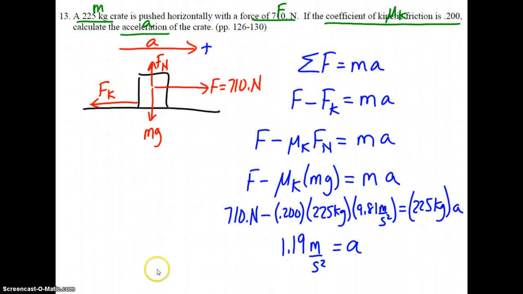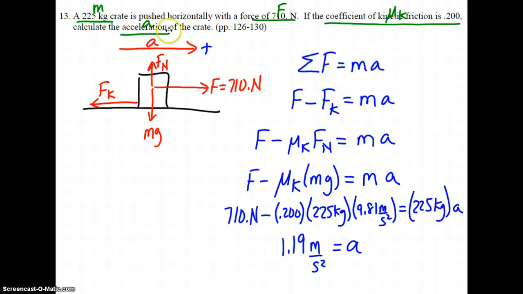All right, let's go on to number 13. Let's start again by reading the problem. 225 kilogram crate. We know that it's the mass due to the units. It is pushed horizontally with a force of 710 newtons, so we underline that and label it with an F. If the coefficient of kinetic friction is 0.200, we underline that and label it mu k. Calculate the acceleration of the crate. So we underline the word acceleration and label it A. That's what we're trying to find.